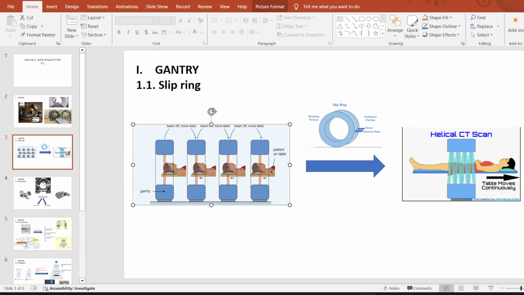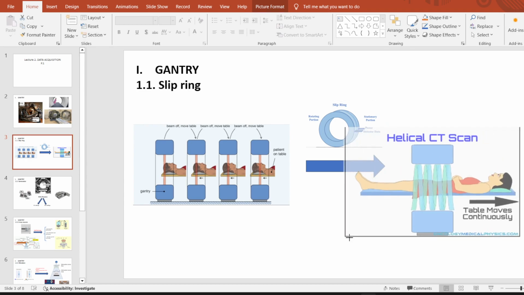Since we now have the slip ring, the tube doesn't need to move in the reverse direction. That's the reason why we have continuous table movement, and that's the reason behind the boost in the modern CT mode: helical CT scan, my friend.